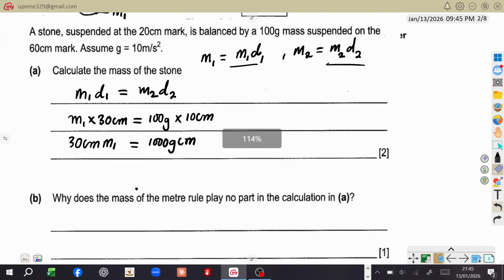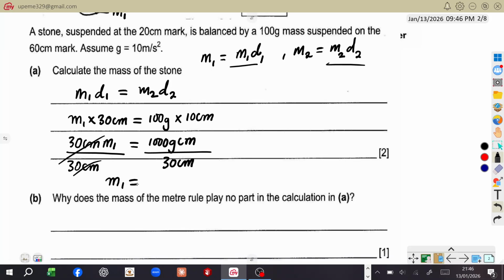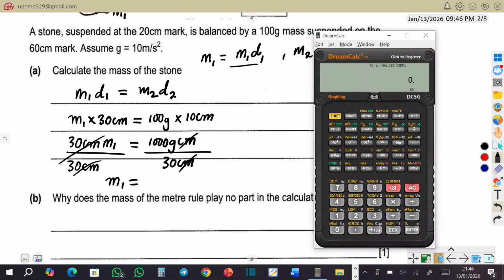Now remember, all you want to find here is M1. That's what you're looking for. So you divide this side over 30 centimeters, equally this side 30 centimeters, so that this goes and you remain with M1 equals. This centimeter and this centimeter go. That's why I told you don't worry about units, because in questions like moments, units sort themselves out.